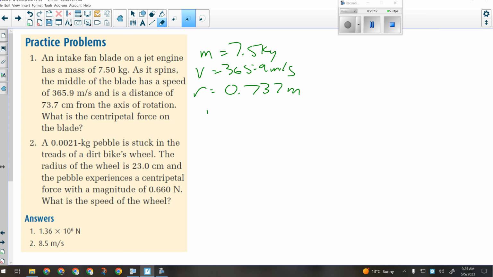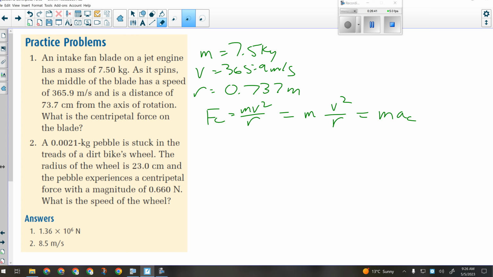What's the centripetal force on the blade? Fc equals mv squared over r. I know that on your formula sheet it looks a little different, and that's simply to remind you that what we're really doing is multiplying mass times acceleration. But because they're all three being multiplied and divided, it doesn't matter what we do there, and we just always write the m and the v together on top.